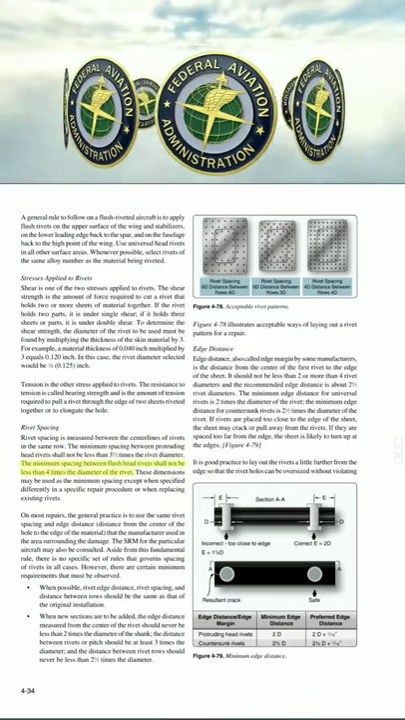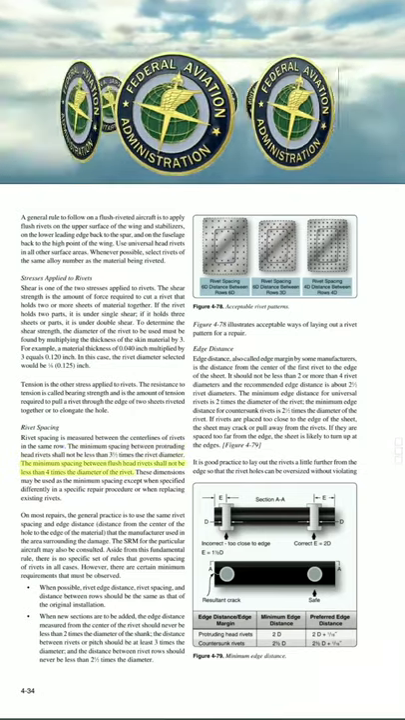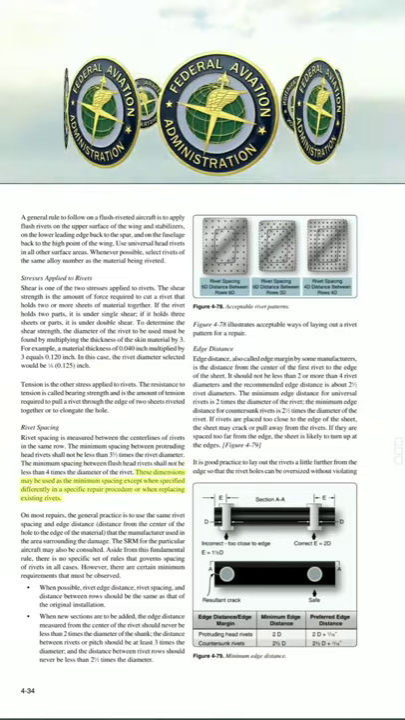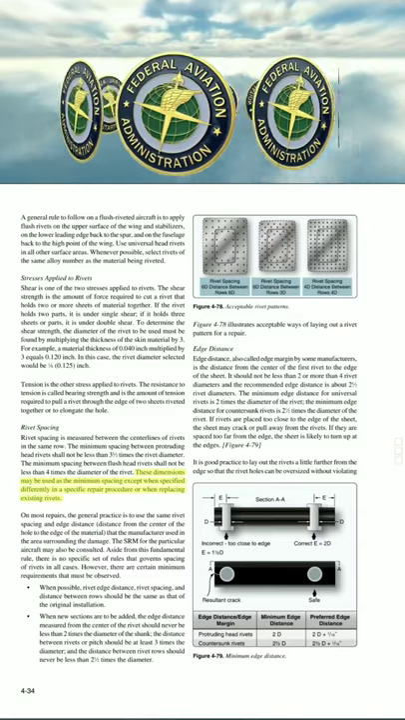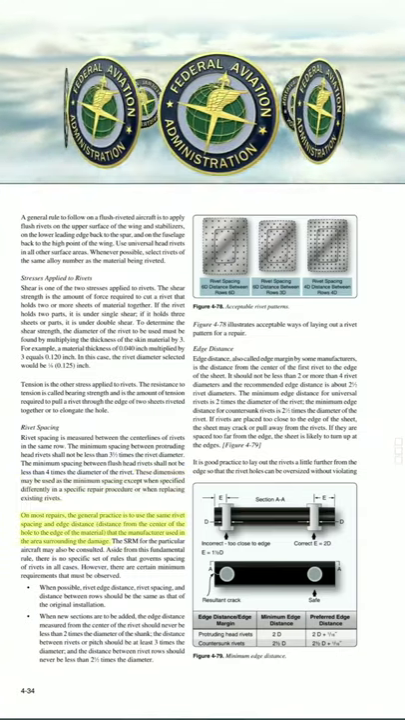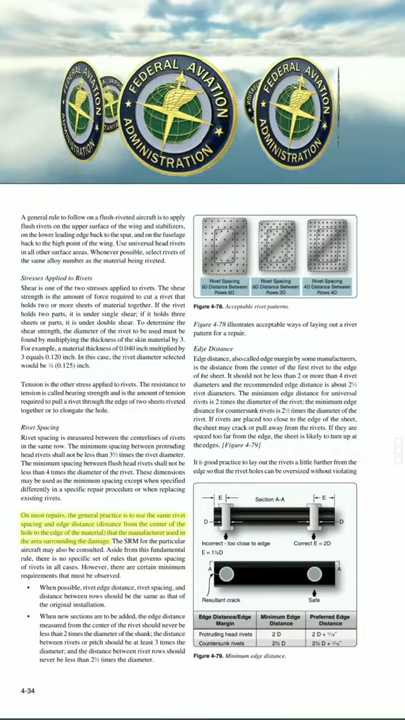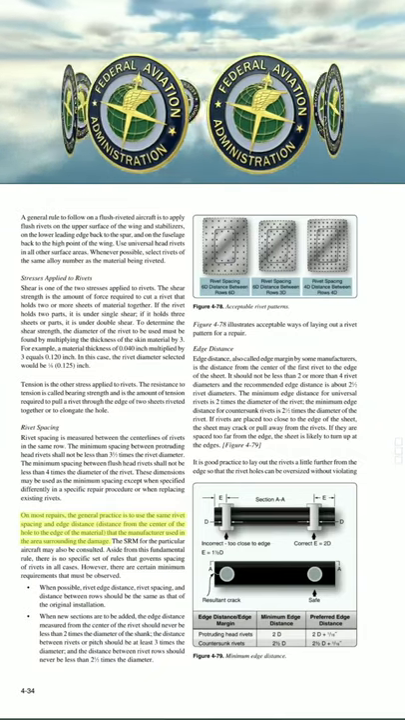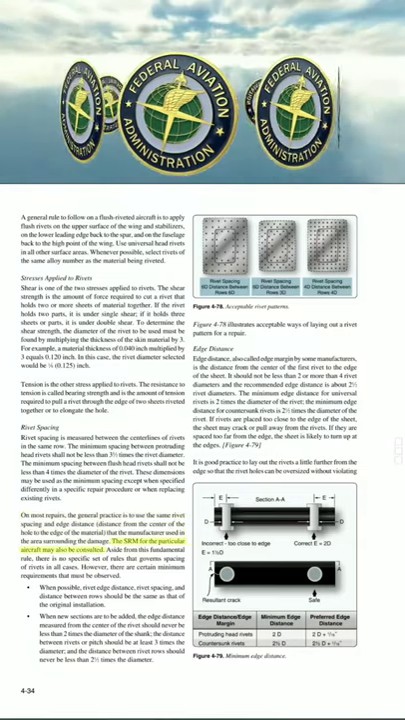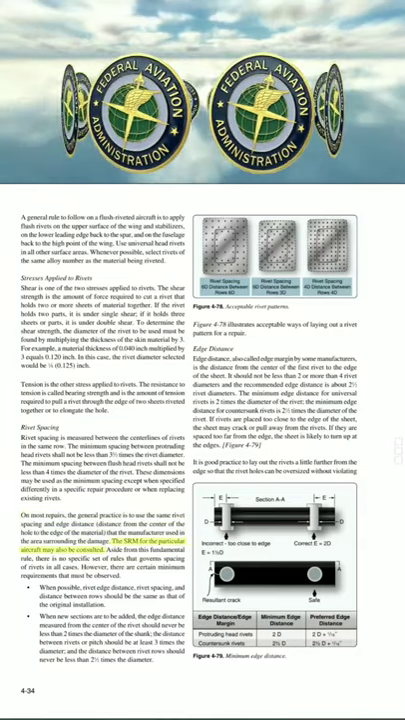The minimum spacing between flush head rivets shall not be less than 4 times the diameter of the rivet. These dimensions may be used as the minimum spacing except when specified differently in a specific repair procedure or when replacing existing rivets. On most repairs, the general practice is to use the same rivet spacing and edge distance from the center of the hole to the edge of the material that the manufacturer used in the area surrounding the damage. The SRM for the particular aircraft may also be consulted.